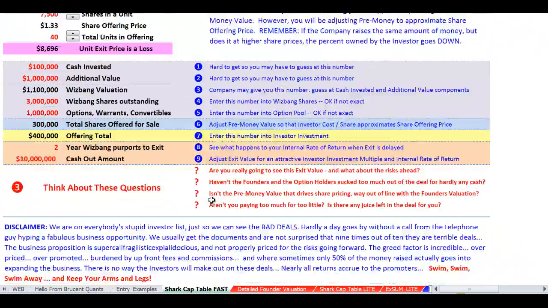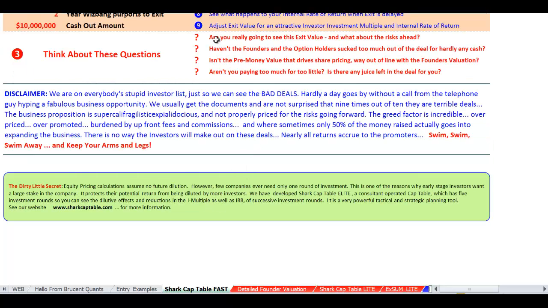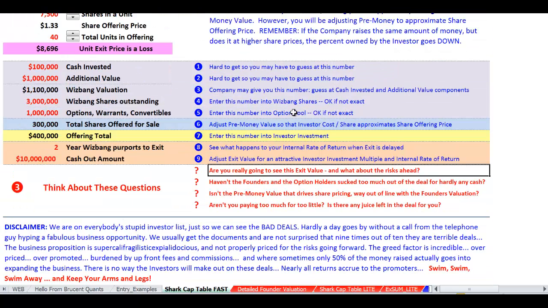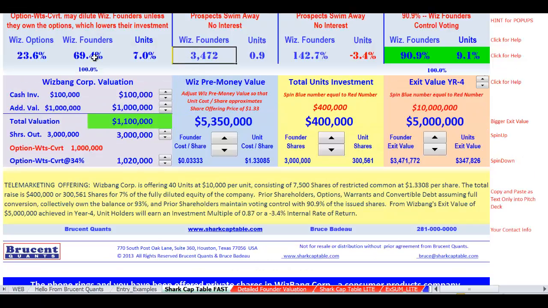So let's go down here and ask ourselves a couple of major questions. Actually, there are 4. Are you really going to see this $10 million exit value, and what about the risks ahead? Haven't the founders and the option holders sucked too much out of the deal for hardly any cash? Well, of course, they're getting huge returns. And look at these returns, and this is all you get.